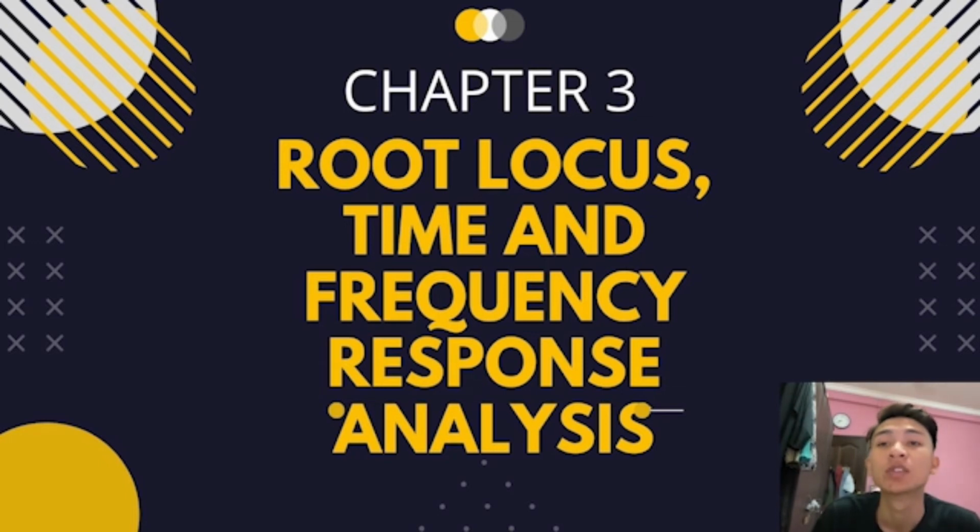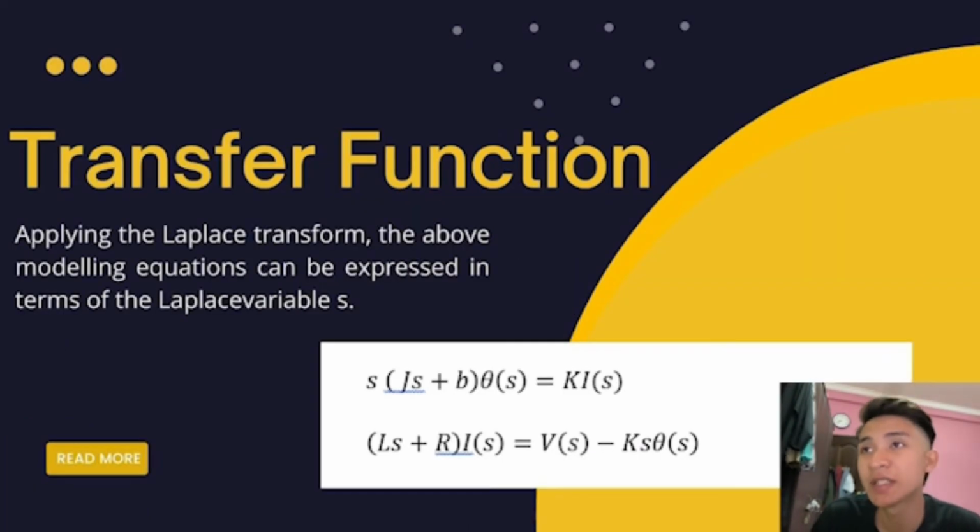CD200-182. So chapter 3 is root locus, time and frequency response analysis. Transfer function. Applying the Laplace transform, the above modeling equation can be expressed in terms of the Laplace variable S. So you can see the equation. We arrive at the following open loop transfer function by eliminating I between the two above equations, where the rotational speed is considered the output and the armature voltage is considered the input.